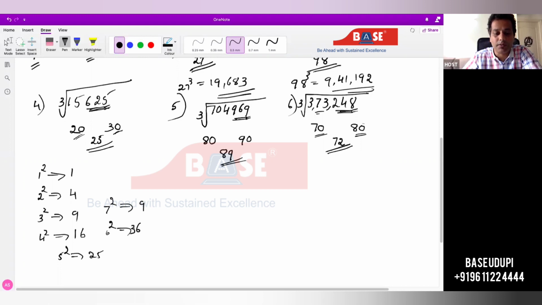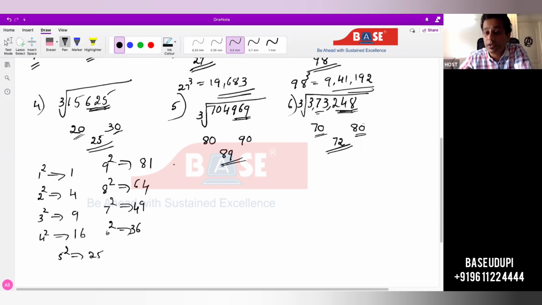Right? If you want full number, 36, 49. But what we need is only last digit. 8 square is 64 ends with 4. 9 square 81 ends with 1. Right? Now, if you look at this, guys, 1 square ends with 1. 9 square also ends with 1.